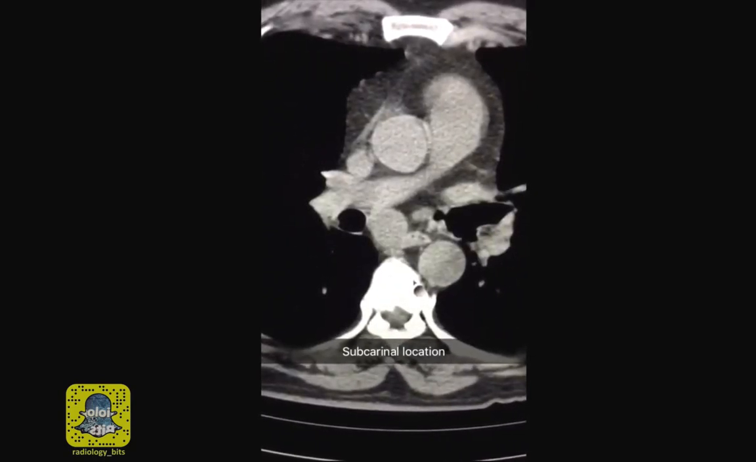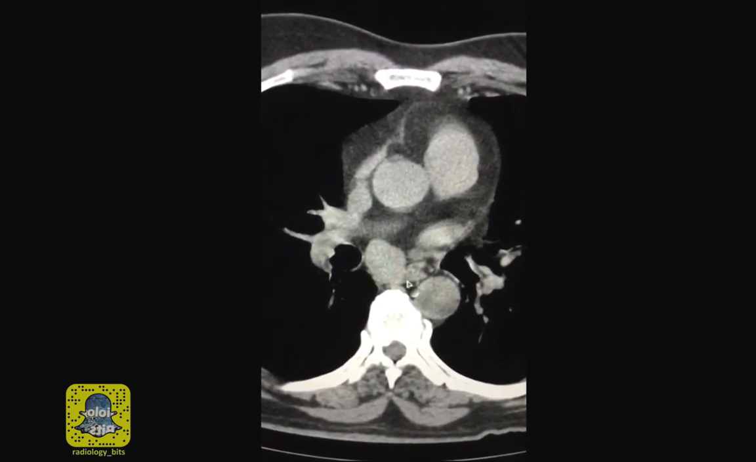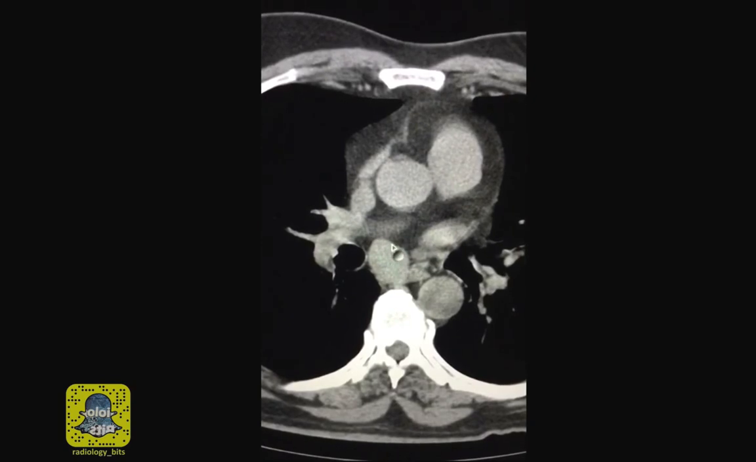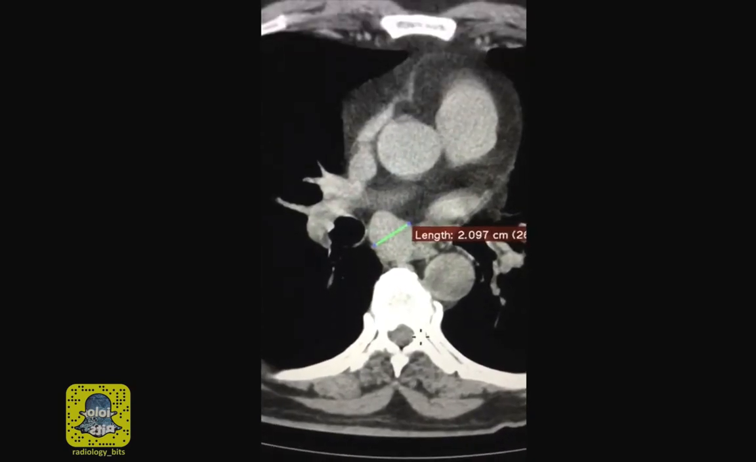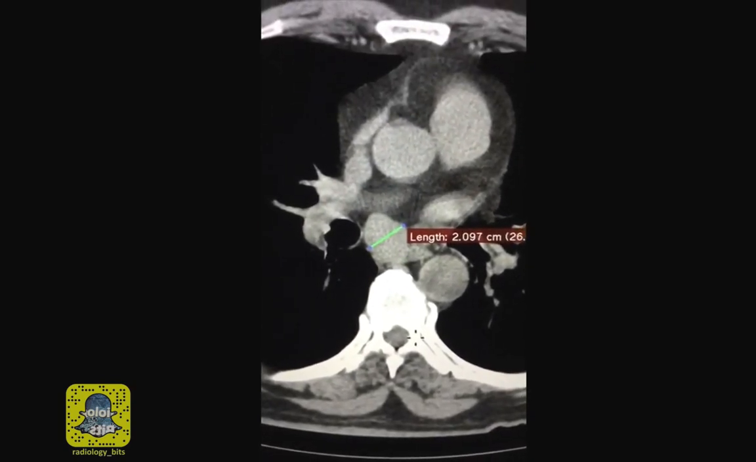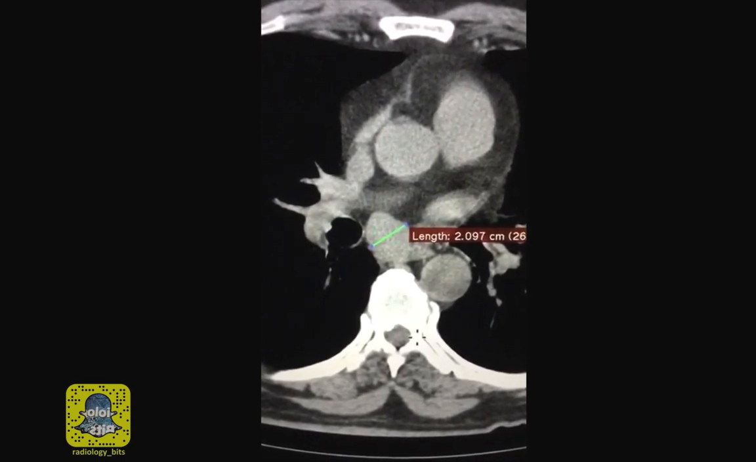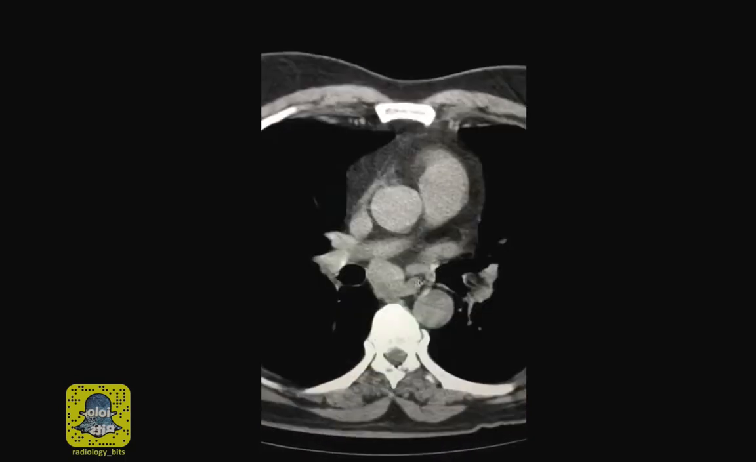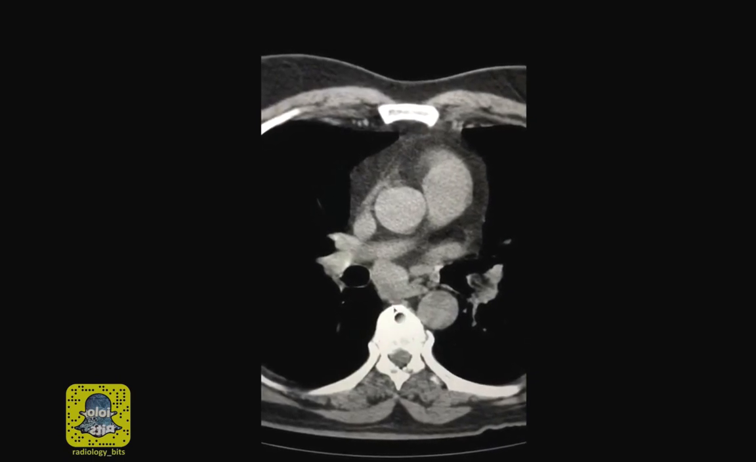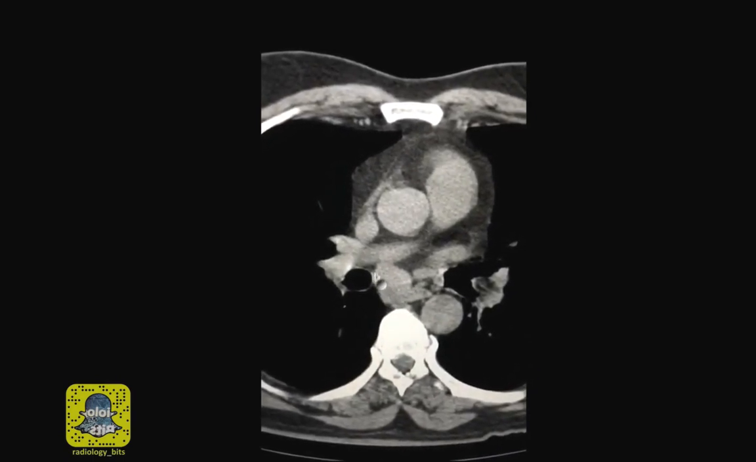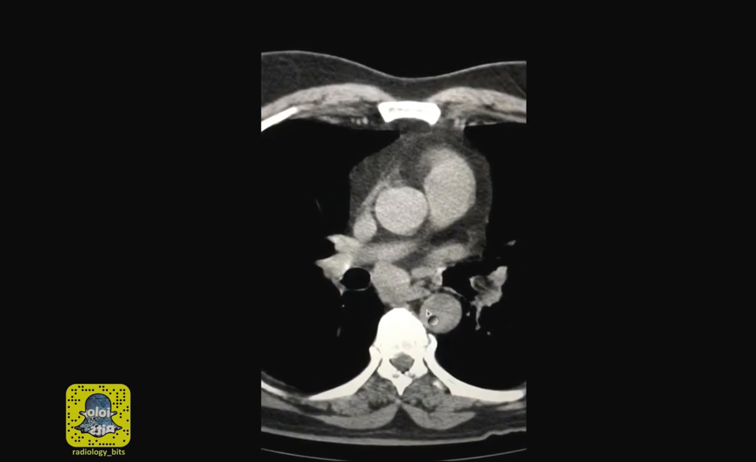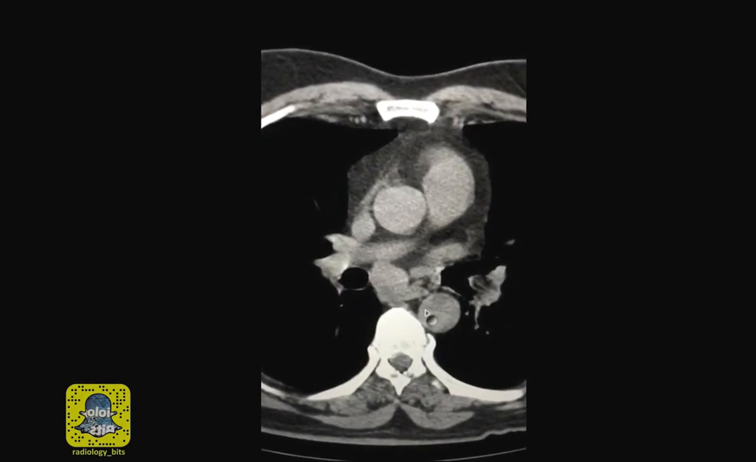mediastinal location. Now, this abnormality is subcarinal, well-defined, homogeneous, slightly lobulated, and has a short axis measurement of about 2 centimeters, which exceeds the normal short axis of 1 centimeter for lymph nodes. Now, if you consider this a lymph node, it would be an abnormal subcarinal lymph node, which could be metastatic.